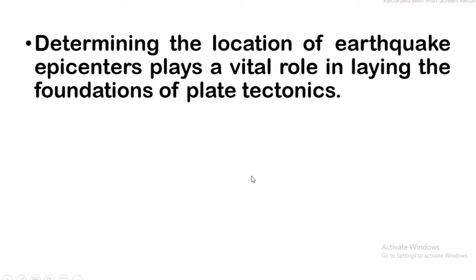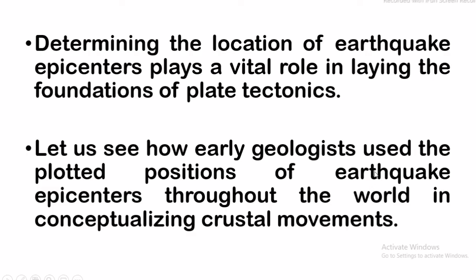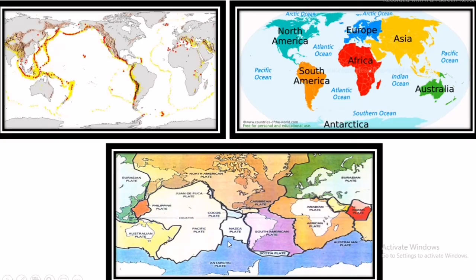Determining the location of earthquake epicenters plays a vital role in laying the foundation of plate tectonics. Let us see how early geologists used the plotted positions of earthquake epicenters throughout the world in conceptualizing crustal movements. So I have here 3 maps. The first map is the map showing the distribution of earthquake epicenters, indicated by the yellow marks on the map. We have also the red dots that indicate the location of active volcanoes. And also we have the shaded region on the map that indicates the mountain ranges of the world.